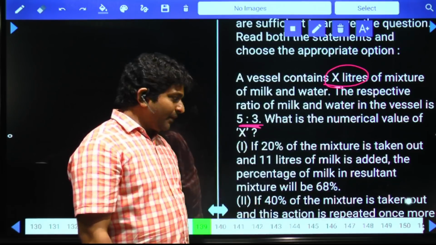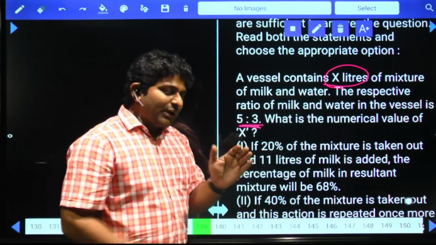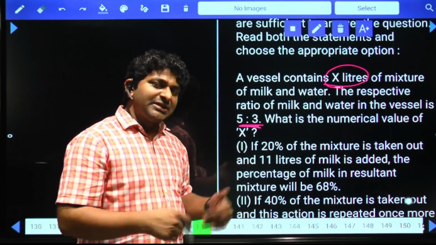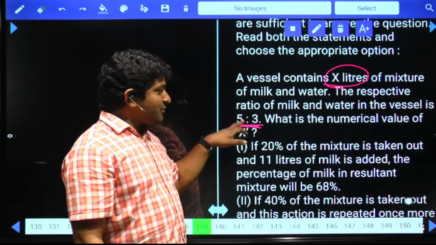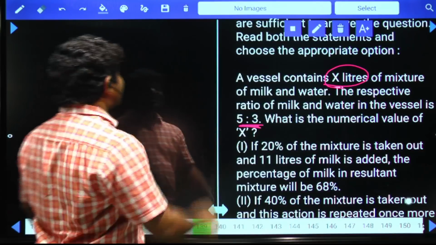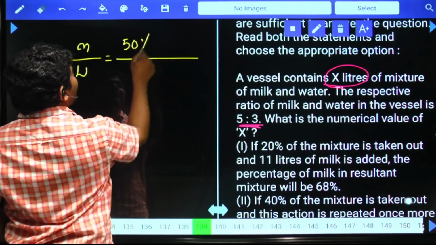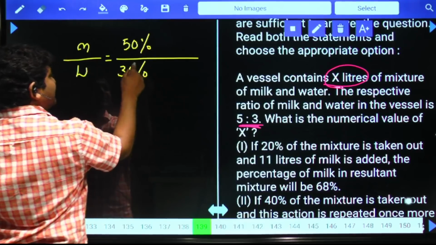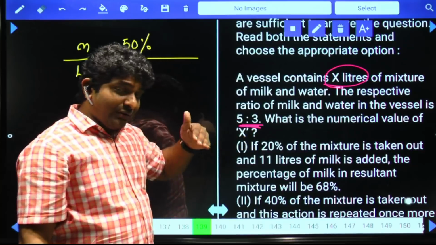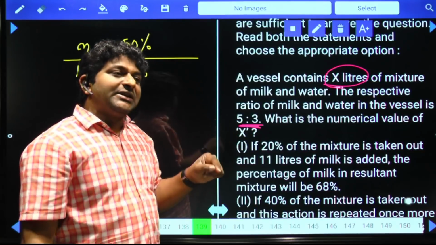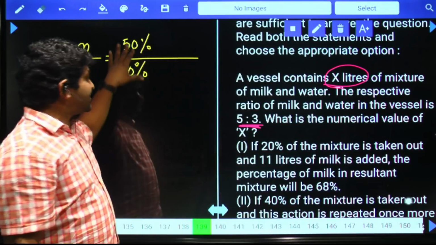Now, let us have initially 100%. 20% mixture is taken out. Out of 100%, if 20% is taken out, how much remaining will be there? 80%. And in the remaining 80% also, ratio between milk and water should be 5:3. Hence, milk and water in 80% will be 50% and 30%. Because initial 100% is having milk and water ratio 5:3, when you take 20% out, even in that 20% it has to be 5:3, and the remaining 80% is also 5:3.